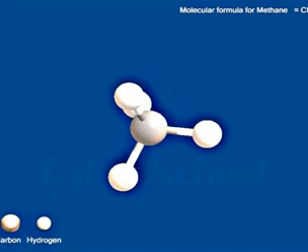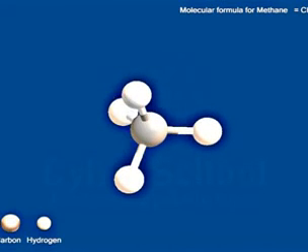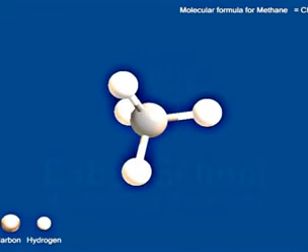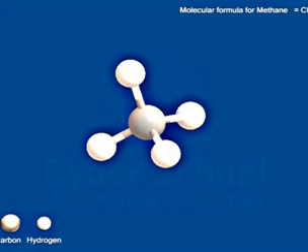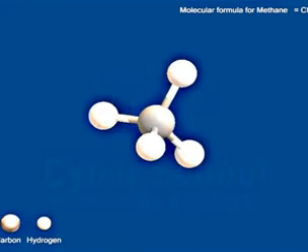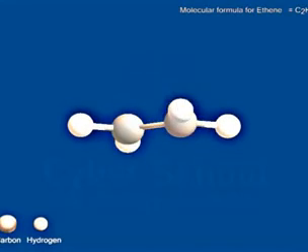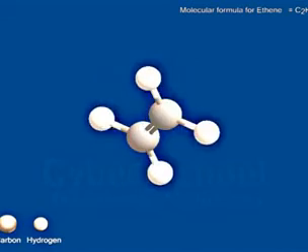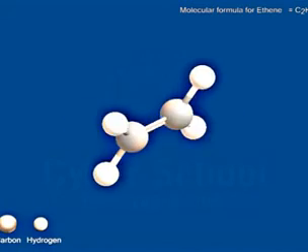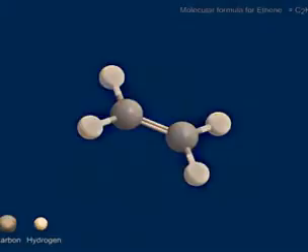In the visuals, we see structures of some organic compounds. Methane is the first member of alkanes. Alkanes are saturated hydrocarbons. It has a tetrahedral structure. Ethene is the first member of alkenes. Alkenes are unsaturated hydrocarbons. They are differentiated by their double bond.